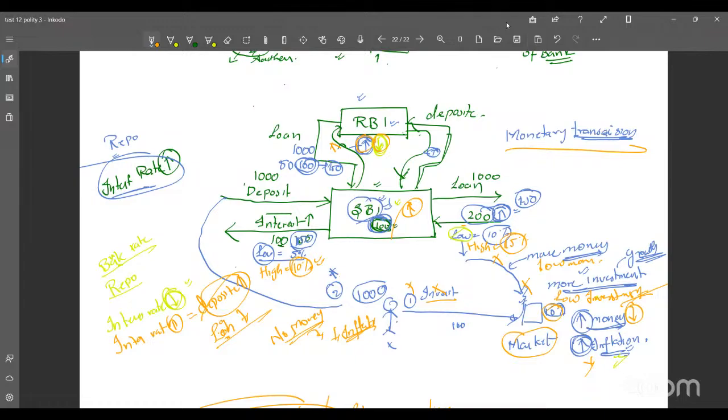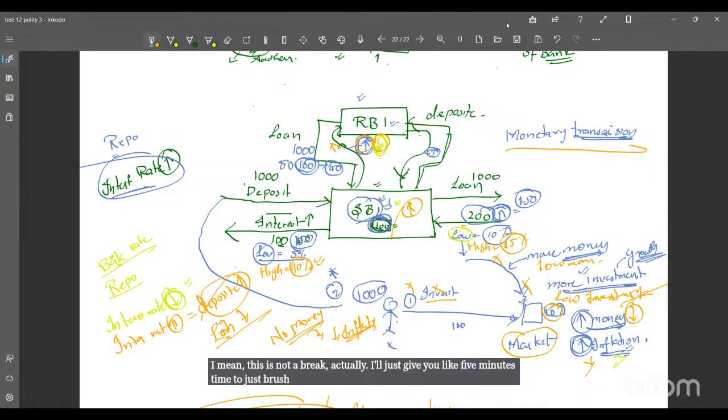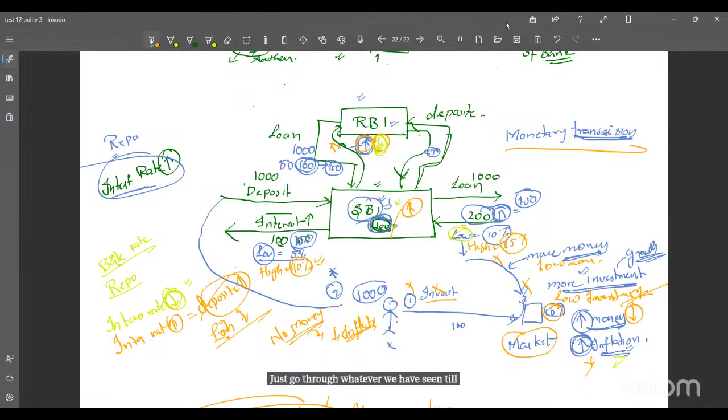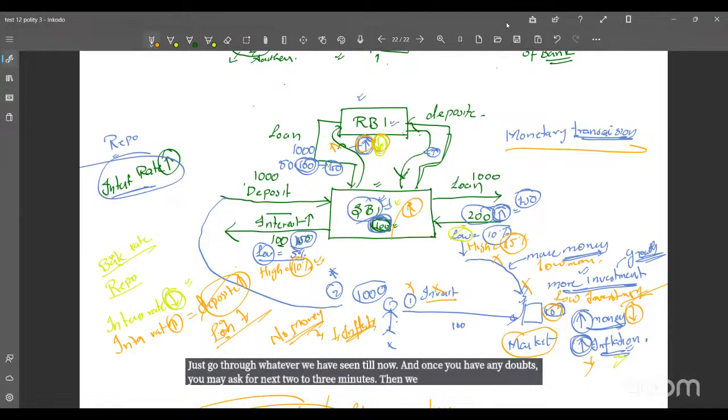I mean, this is not a break actually. I'll just give you 5 minutes to brush through whatever we have seen till now. Once you have any doubts, you may ask for the next 2 to 3 minutes. Then we will discuss how the banking system is stabilized, how it is being kept stable.